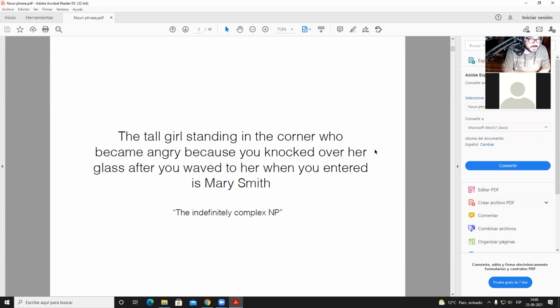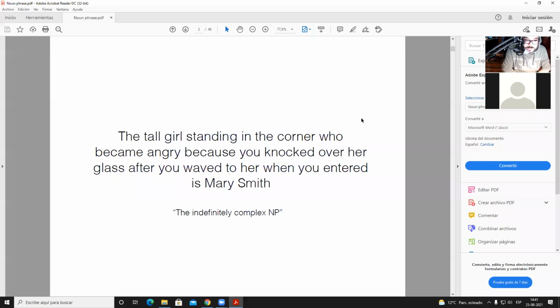It says, the tall girl standing in the corner who became angry because you knocked over her glass after you waved to her when you entered is Mary Smith. And that's a very good example for the fact that noun phrases can be really, really long. Okay, what does it mean? It means that noun phrases can contain several different constituents inside of them. Okay, let's remember the idea of what a constituent is.